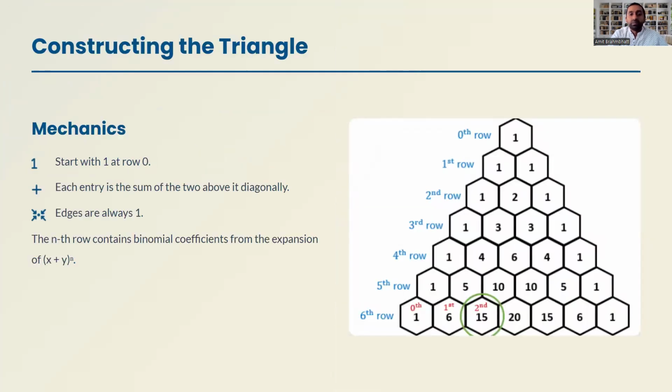Constructing the triangle. Constructing Pascal's triangle is simple, but it leads to incredibly deep properties. We start with a single 1 at the apex, which we call row 0. Each subsequent row is generated by placing a 1 on the outer boundaries and calculating every internal entry as the sum of the two numbers directly above it diagonally.